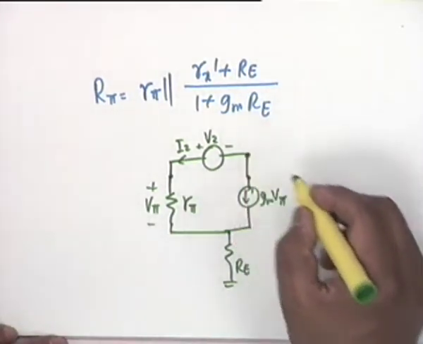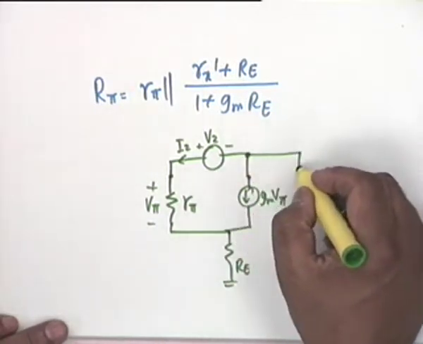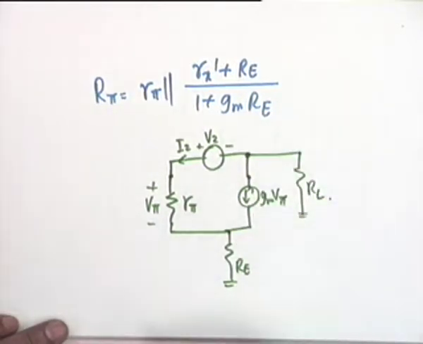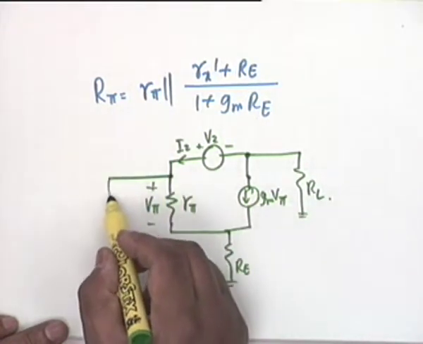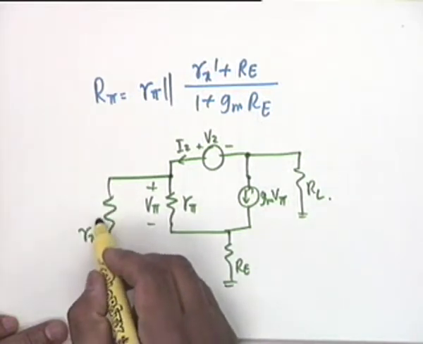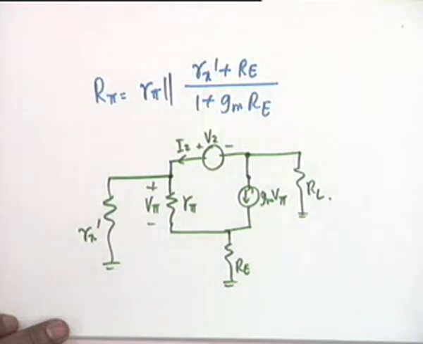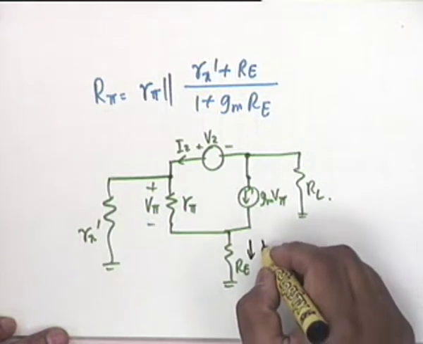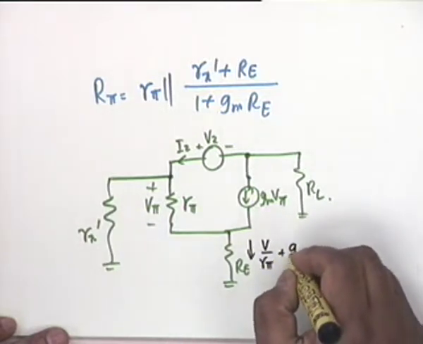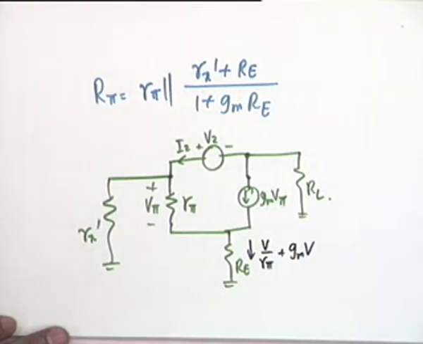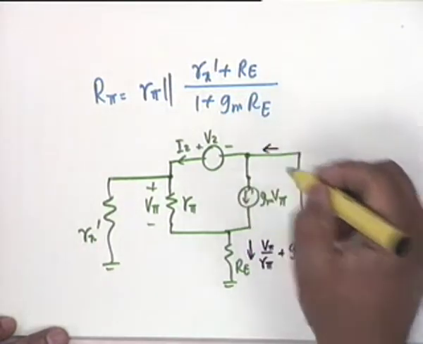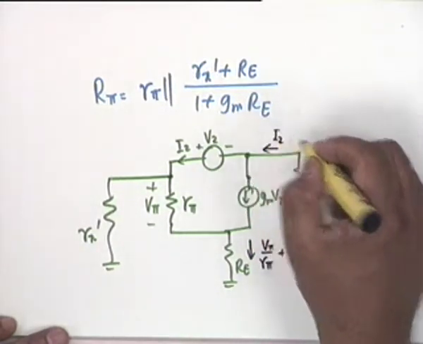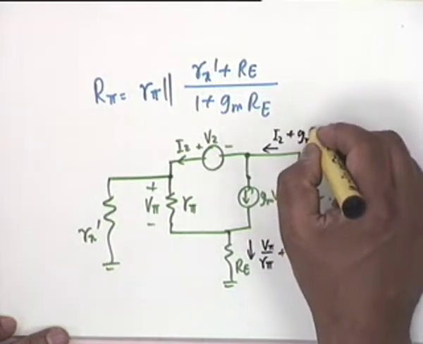And in addition, now you cannot ignore RL. In addition, you have an RL. And the component that you have missed is that from this point you have an Rx prime to ground. Is that okay? Rx prime to ground. So by inspection you notice what these currents are. What is this current? This is V pi by R pi, and this is GMV pi. What is this current? This is obviously I2 plus GMV pi. Okay.